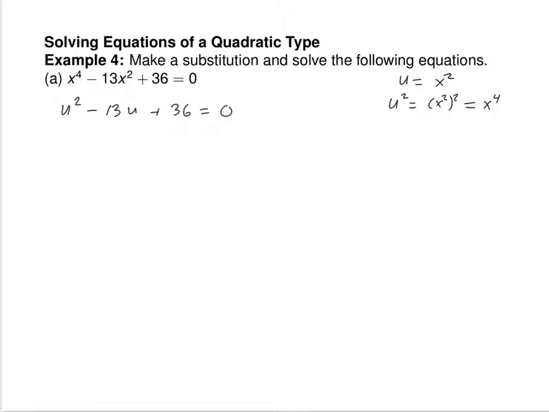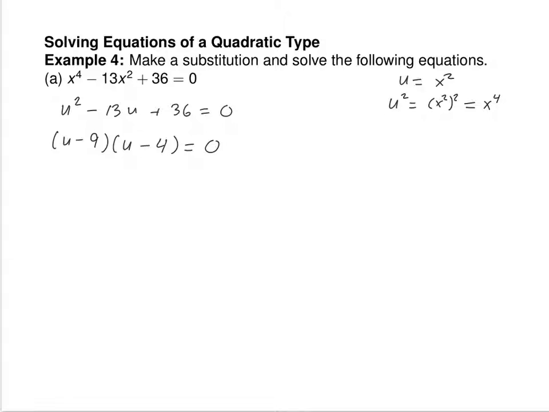Yes, Willow? Couldn't you still factor the top one, just by keeping track of it? Yeah, so can I do that at the end? Yes, definitely. So you'll have u minus 9, u minus 4. Does that make sense, guys?